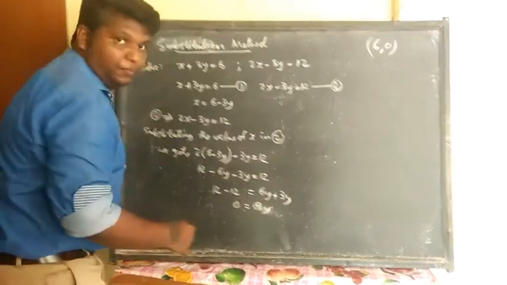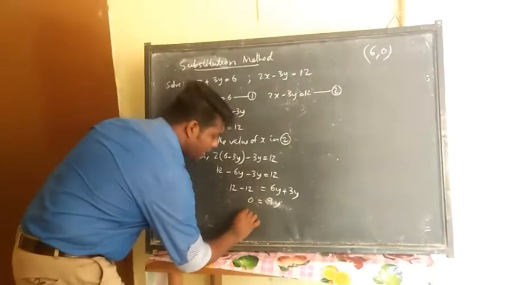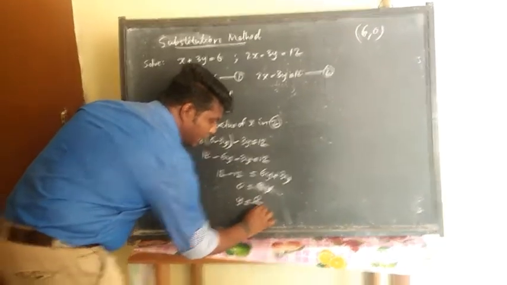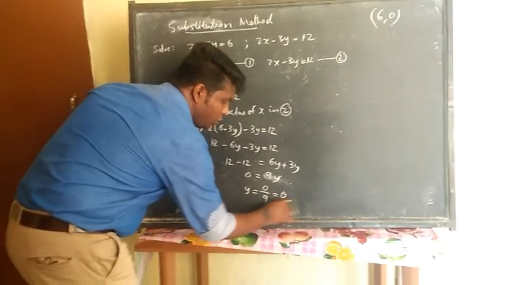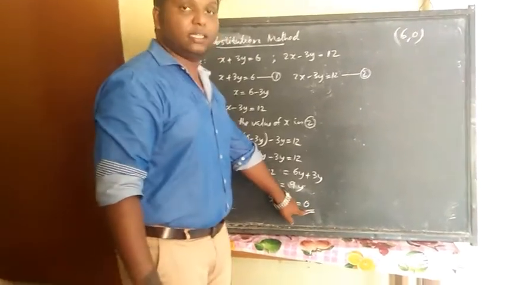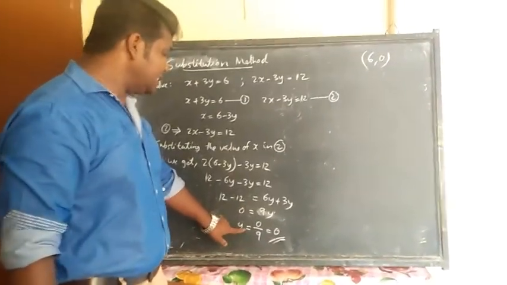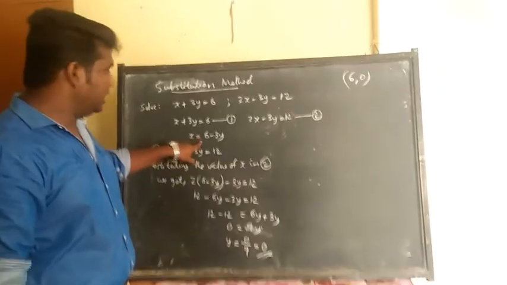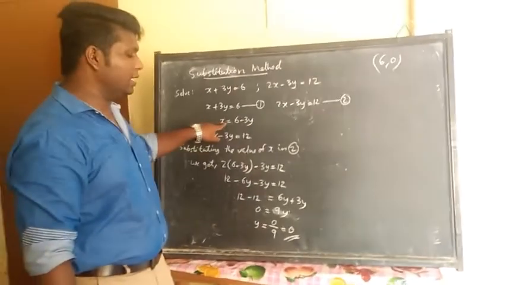6y plus 3y is 9y, right? On the next step, as 9y is equal to 0, y is equal to 0 by 9, and that you got as 0. अभी y का value कितना है? You got it as 0. Now taking this value of y and putting it in any one of the equations. Here I got this equation.